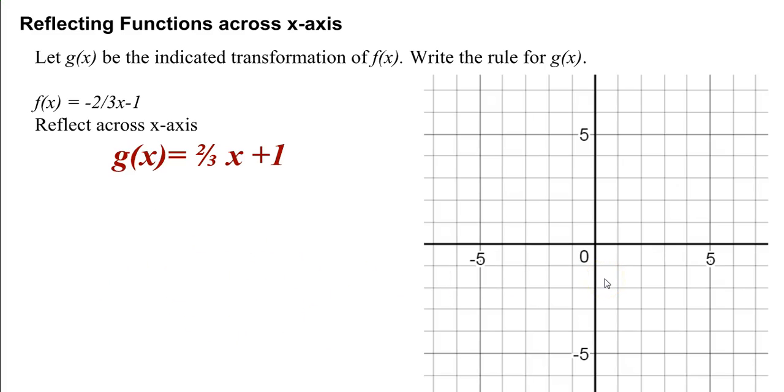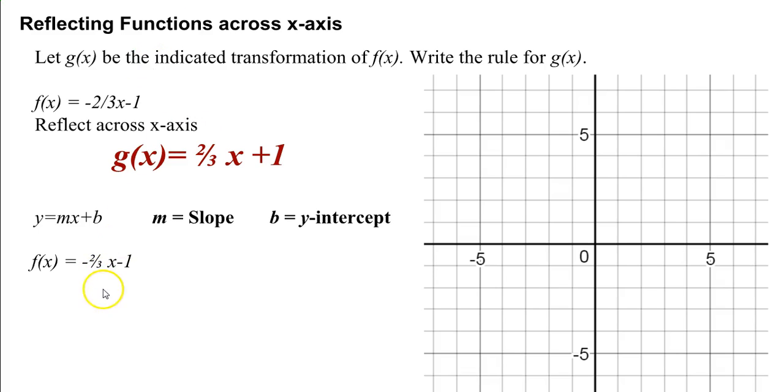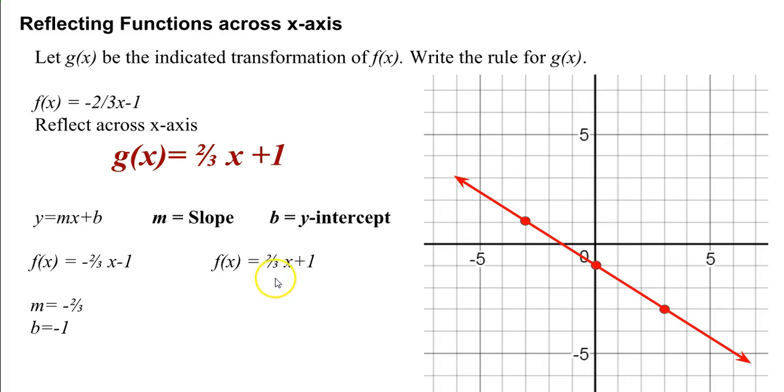Got my coordinate plane here, and again, we'll replace the g of x and the f of x both with y. And so for our original function, which we already graphed earlier, I'm going to graph it again. Negative 2/3 will be our slope, and negative 1 will be our y-intercept. I'm going to graph those points quick and draw my line. And then for g of x is equal to 2/3 x plus 1, 2/3 will be our slope, and we will have a y-intercept at a positive 1. And I'm going to graph those points.